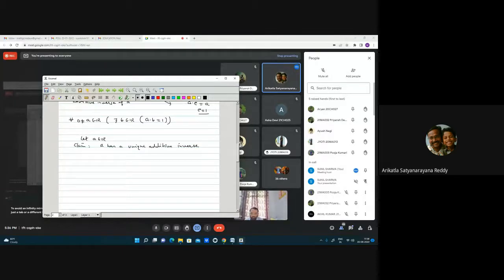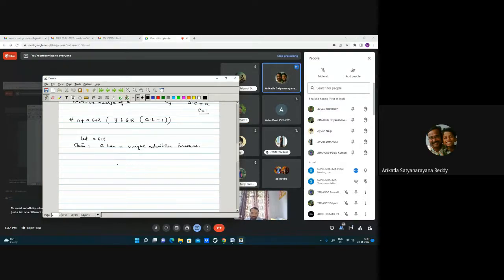Yes, will someone help us now? What is the next step to write, how to start? Aryan? Yes, sir. Sir, we'll go by contradiction. Okay, meaning? Sir, we say that A doesn't have a unique additive inverse. We take two inverses of A, like there is a B and C. Why can it be two only? It can be many. Yes, sir, it can. But out of those, I am taking two, right?